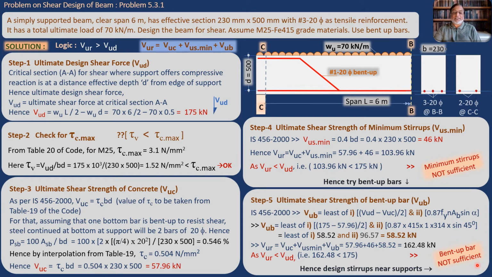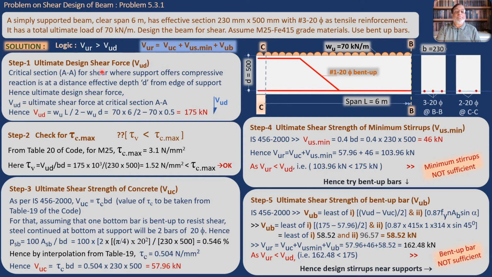I hope you understand this stepwise progression of the solution of the problem and how we are going to the next step and next step through the same steps as earlier. So here we have to understand that one bent up bar, or bent up bars, are not sufficient. Now what is to be done? This is the question. We had three sources of shear resistance. We used all the three and we found out that our shear 175 VUD is not resisted fully. Then what is to be done? There is no fourth source. Only three sources are here.